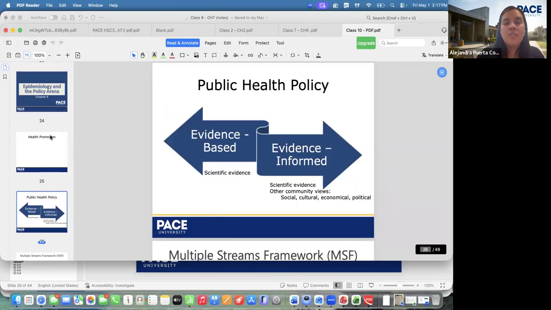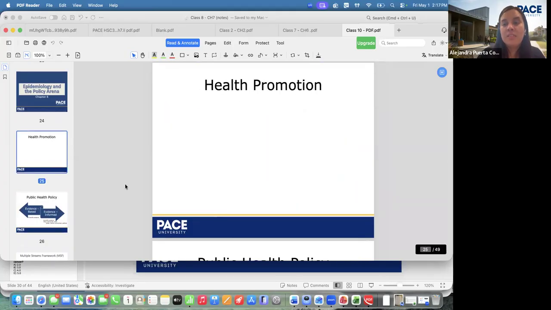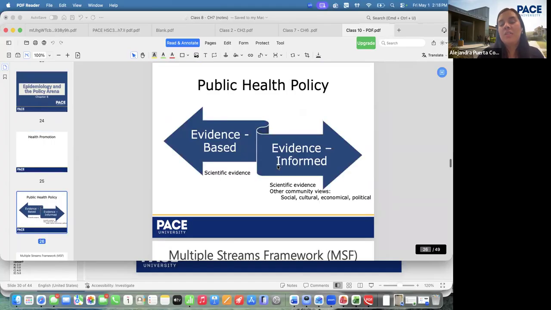The policy arena. What's our goal? Health promotion, right? Disease prevention. So what are we going to do? We're going to use evidence-informed data, which is the scientific evidence plus all the other community views. We're going to ask people, we're going to talk to people, we're going to talk to politicians, we're going to see what's out there, not just the research part. Like the scientific research papers, we're going to look at everything as a whole, right?